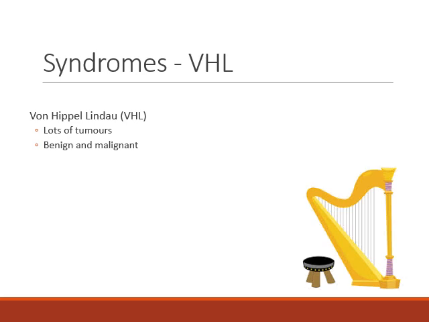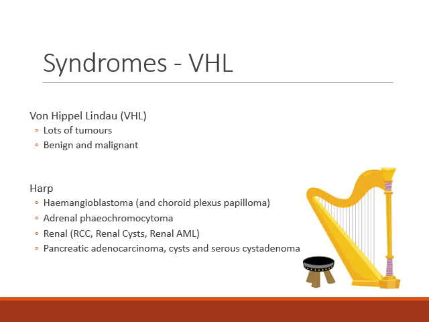in a handy acronym. The H stands for hemangioblastoma, and the other brain lesion, choroid plexus papilloma. The A is adrenal pheochromocytoma. The R is for renal. We know they have RCCs. They also get renal cysts and AMLs. And finally, the P is pancreatic lesions, adenocarcinoma, cysts, and serous cystadenoma.